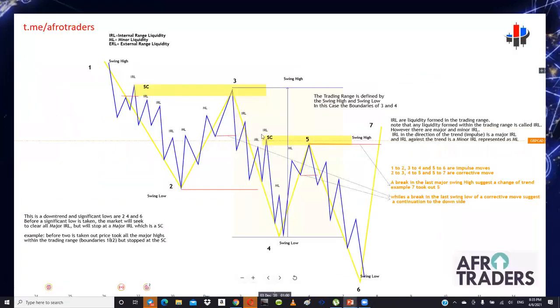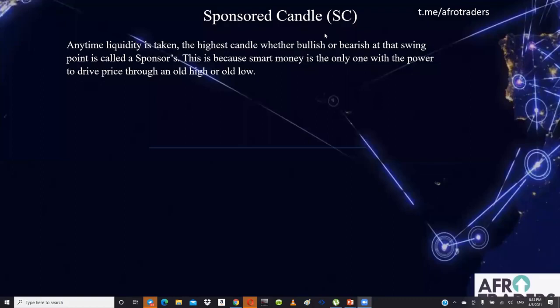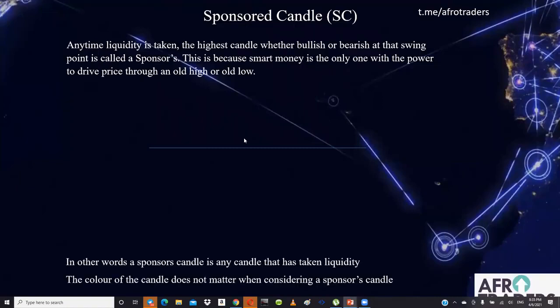Okay, so now there is a way you can use this, in a simple way. We look for a sponsored candle. Anytime price takes liquidity, the highest candle in the swing, whether bullish or bearish, is what we call a sponsored candle. This is because smart money is the only one who has the power to do this, and all those things, right?